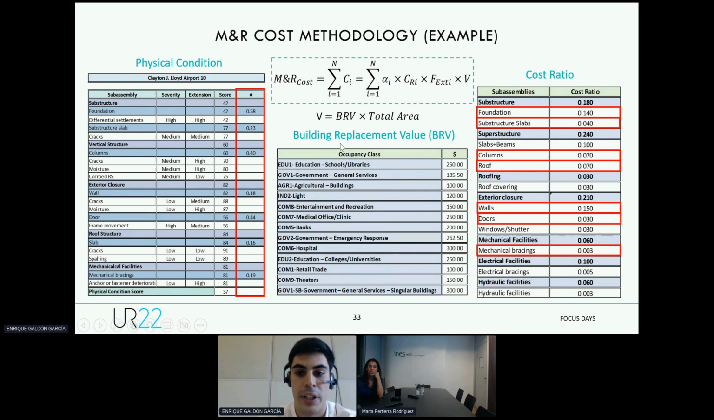This building replacement value is based on the occupancy class of the different buildings. In this case, it's government and general services. It's important to say that the building replacement value and also the cost ratio need to adapt to the different project. So it's not constant.